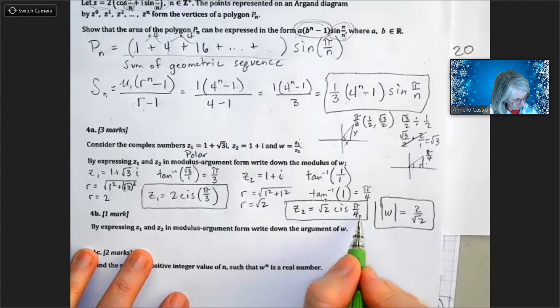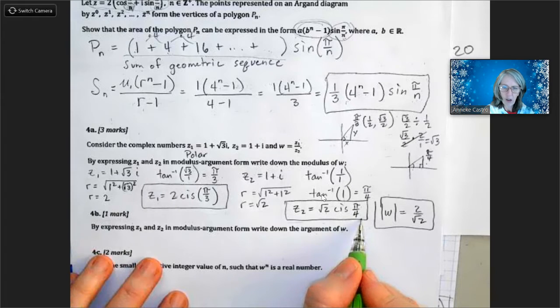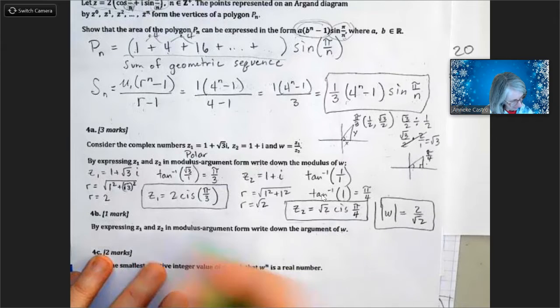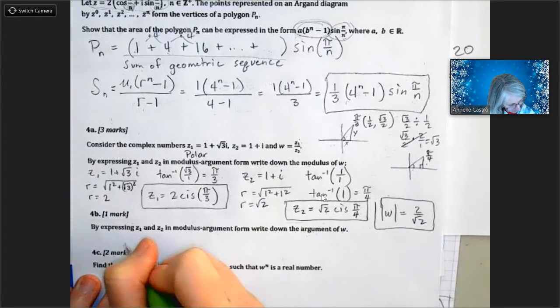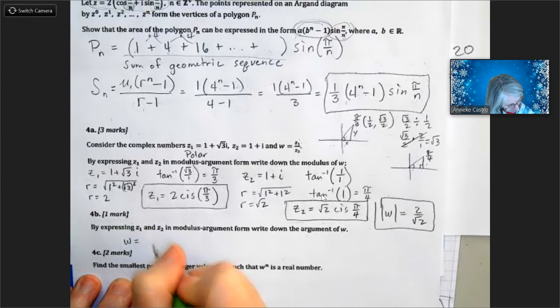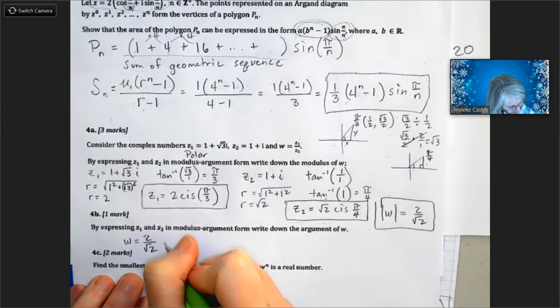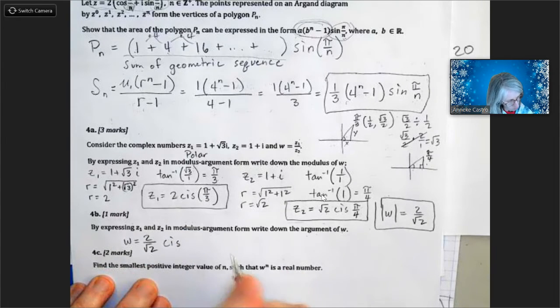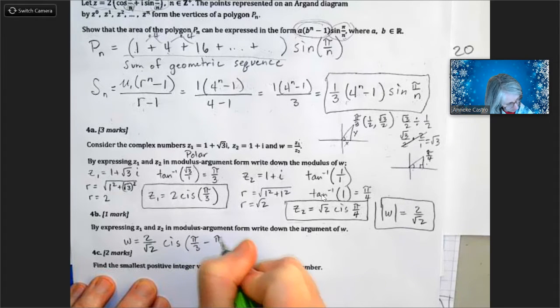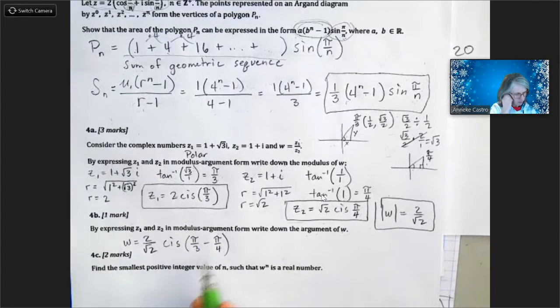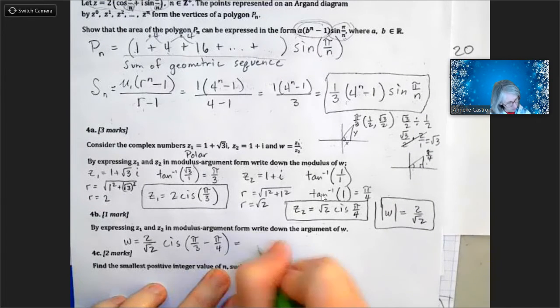So the argument of w is pi over, we're not done. To get w, let's go ahead and finish it to get the argument. So w is equal to, like I said, we divide the moduluses, but we have to subtract the arguments. We're going to subtract our arguments. So pi over 3 minus pi over 4, I need to get a common denominator for that. So let's write that again.